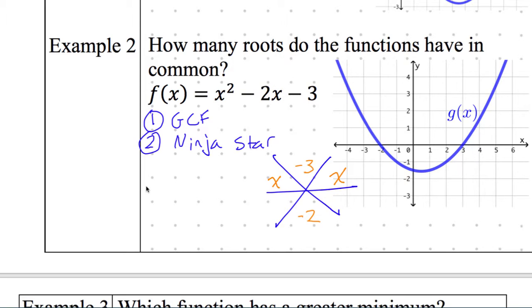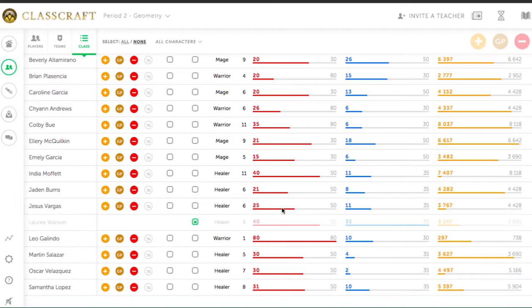Someone solve. Ninja star. Ooh, I see a new hand. Yeah, Caroline. -3 and 1. Everyone write it down. That is the solution to our ninja star. Thank you, Caroline.